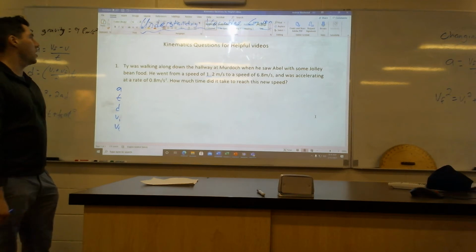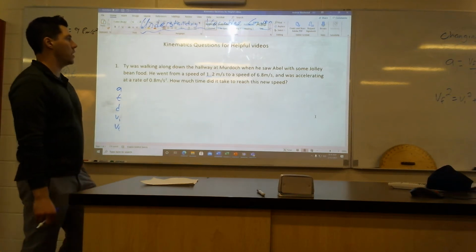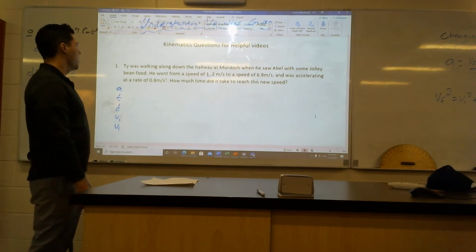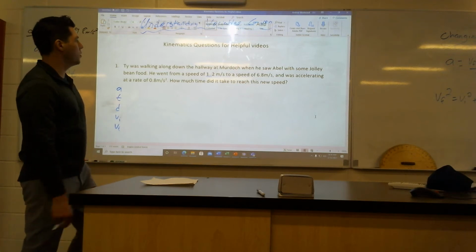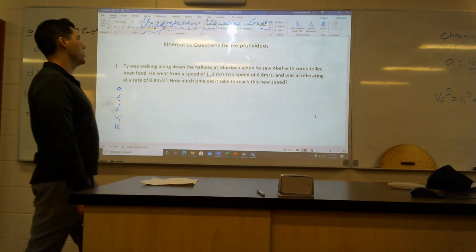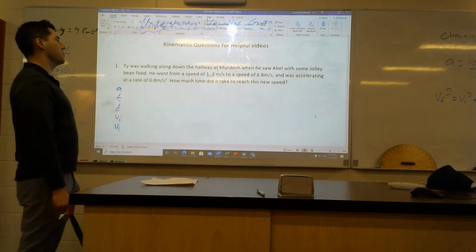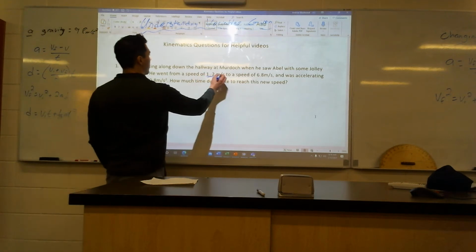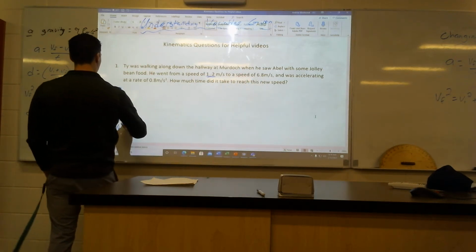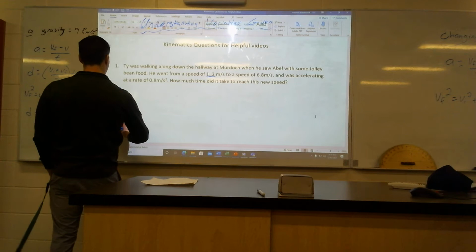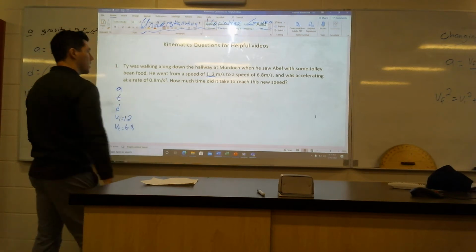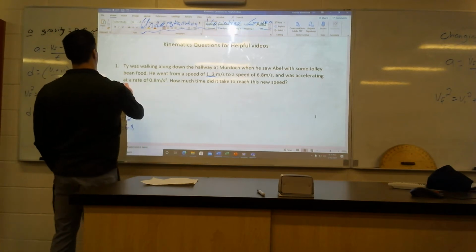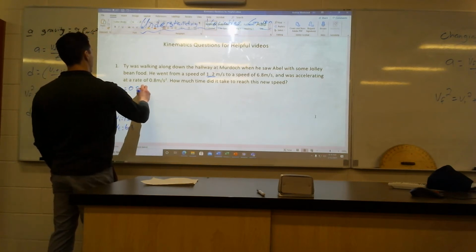It says Ty is walking down the hallway at Murdoch McKay when he sees some jelly bean food. Pretty good food. He went from a speed of 1.2 meters per second to a speed of 6.8. So you can guess this is our VI, this is our VF. Let's put that in right away: 1.2 and 6.8. And he was accelerating at a rate of 0.8 meters per second squared.